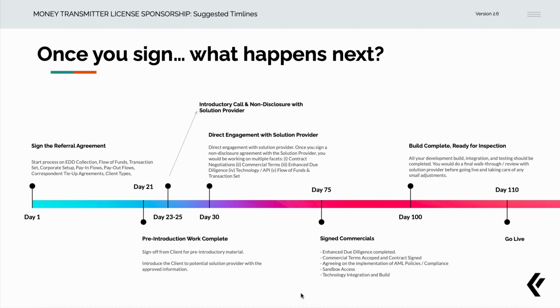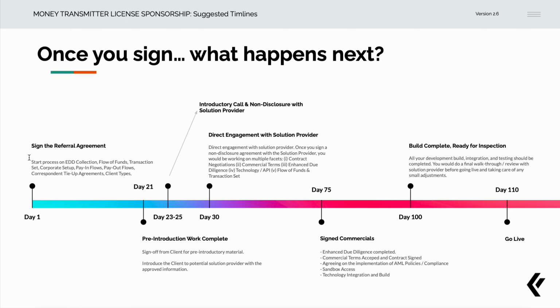When you are seeking a money transmitter license sponsorship, one of the questions we get asked is, okay, so we get the sponsorship. How long does it take? Well, this is an approximate timeline of how long it takes. It takes about 110 days to go live.